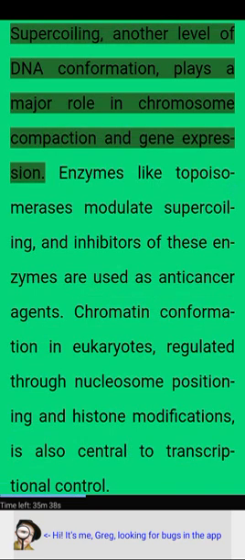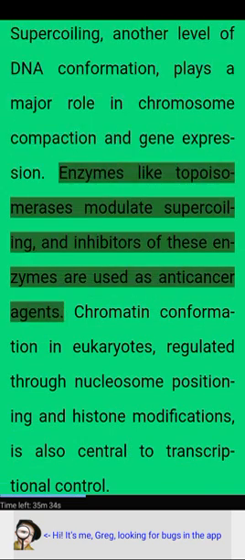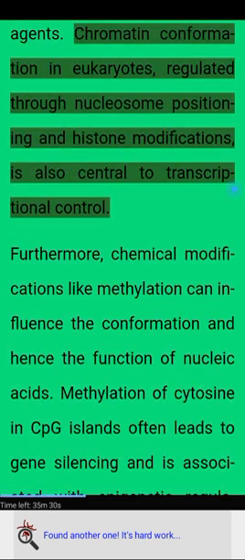Supercoiling, another level of DNA conformation, plays a major role in chromosome compaction and gene expression. Enzymes like topoisomerases modulate supercoiling, and inhibitors of these enzymes are used as anti-cancer agents. Chromatin conformation in eukaryotes, regulated through nucleosome positioning and histone modifications, is also central to transcriptional control.